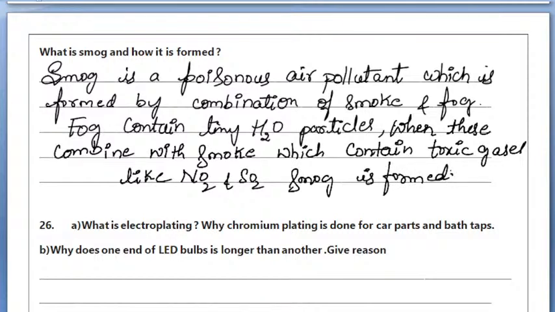How is smog formed? Smog is actually a poisonous air pollutant. It is formed by the combination of what? Smoke and fog is called smog. So what does fog contain? Fog contains tiny water particles. And when these tiny water particles combine with the smoke, which contains the toxic gases like nitrogen dioxide and sulfur dioxide, this smog is formed.